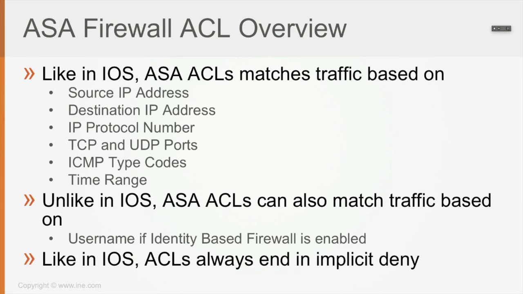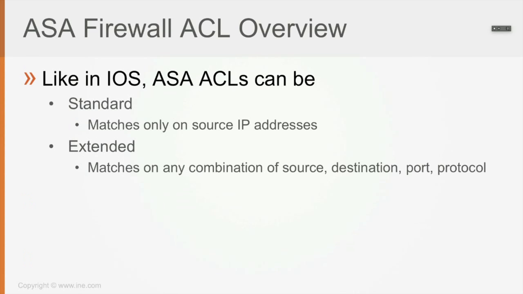Like in IOS, any ACL is always going to end up in an implicit deny unless otherwise overwritten by an explicit deny or an explicit permit. Like in IOS, ACLs can be of two types: standard, which means you can match only on source IP address. On the ASA, from the filtering point of view, this is highly not recommended.